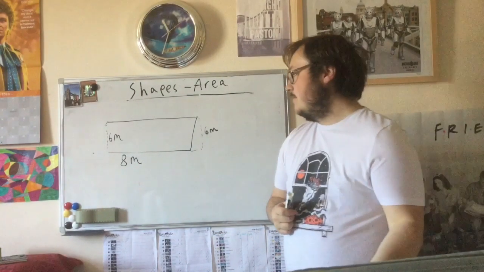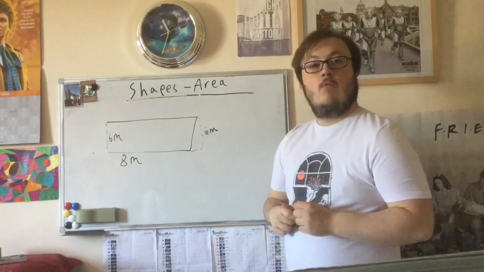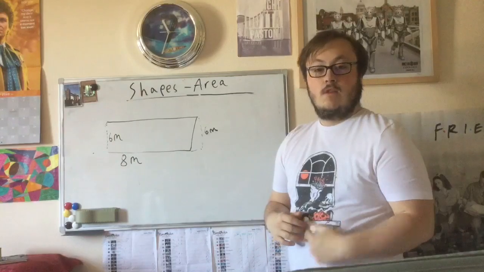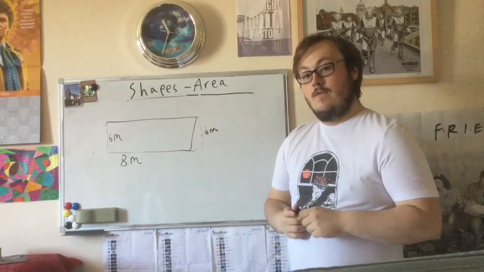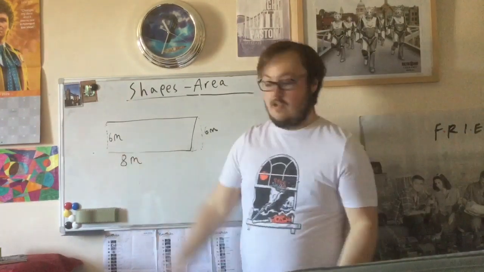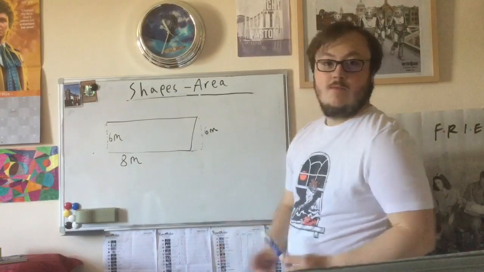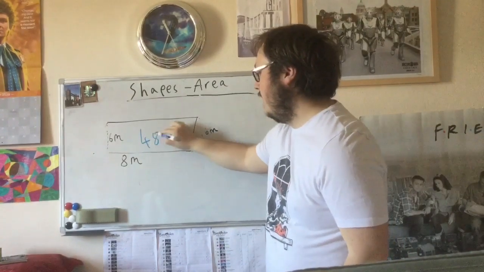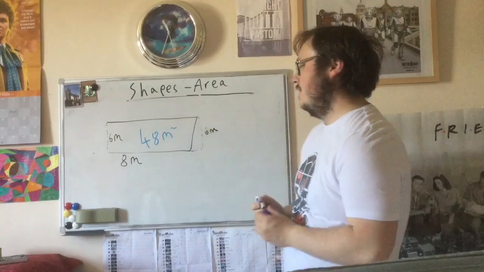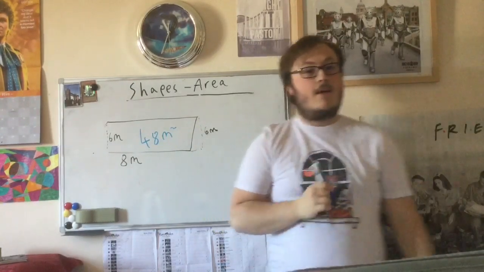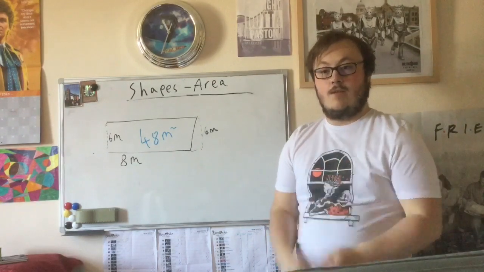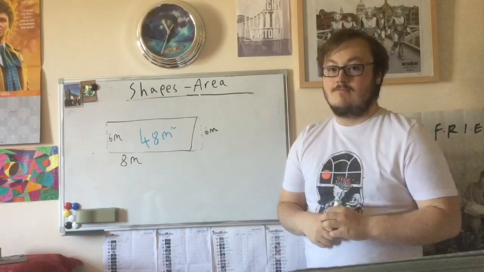What is the area now? What shape have I just made? I've made a rectangle. So all I have to do is, as long as you know the height, which is 6, and the base, which is 8, you multiply them together, get 48 meters squared. So the area for finding a parallelogram is exactly the same as finding the area of a rectangle. It's just the base times the height.